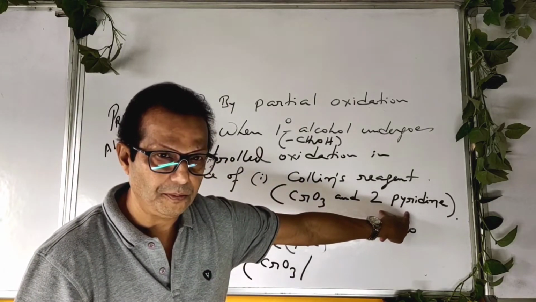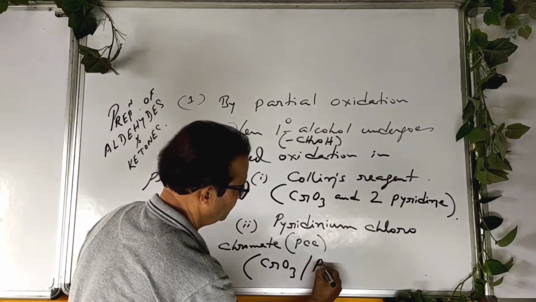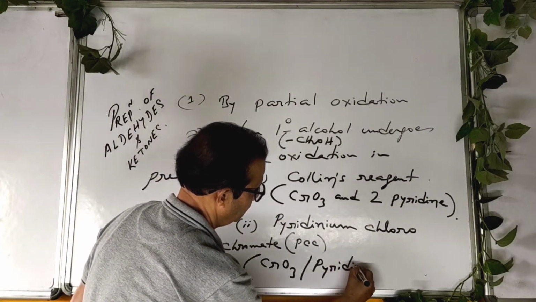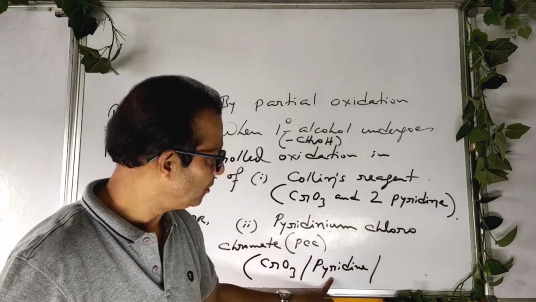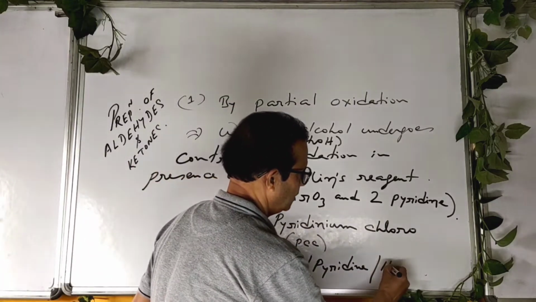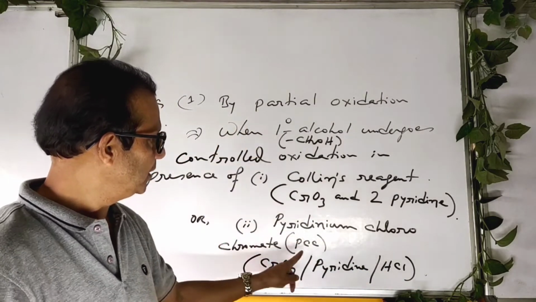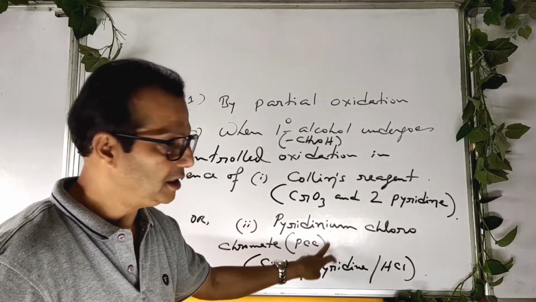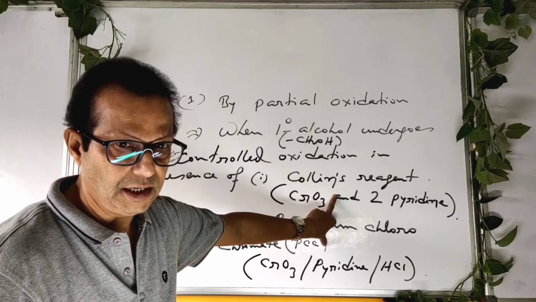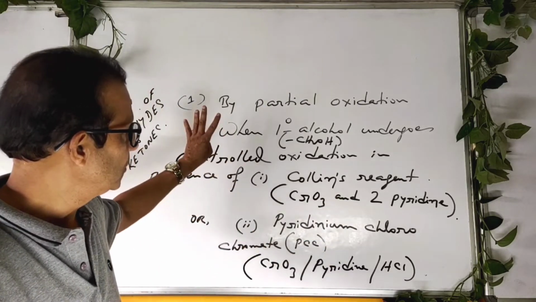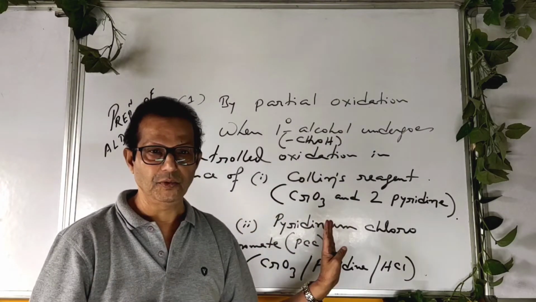instead of 2 molecules of pyridine, take only 1 molecule of pyridine. And instead of the other molecule of pyridine, which I have not written, take HCl. This is called PCC. They are used as weak oxidizing agents in chemistry. So I think you are clear. Now let's give 1 or 2 examples, okay?